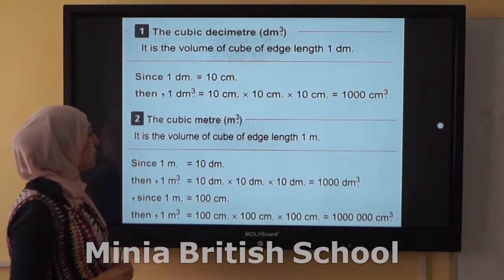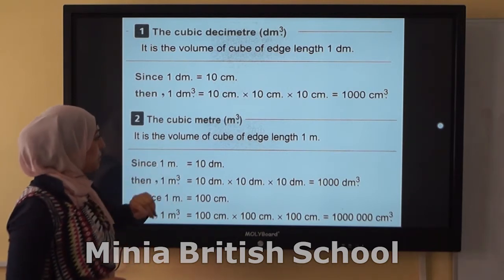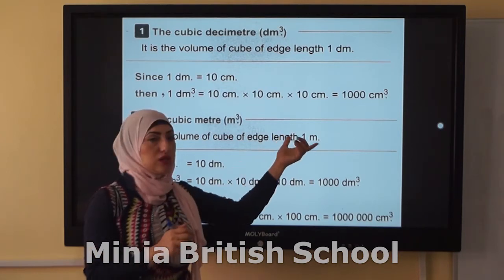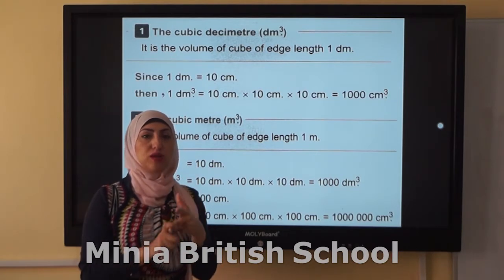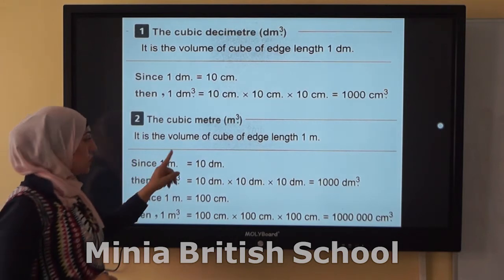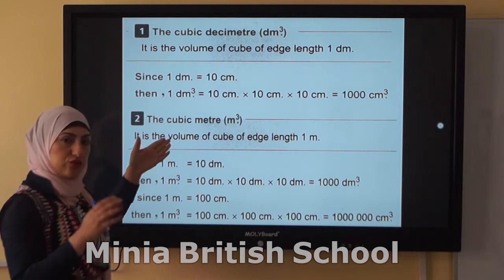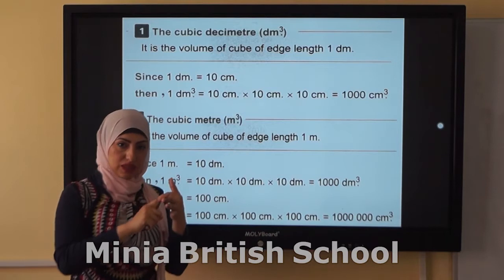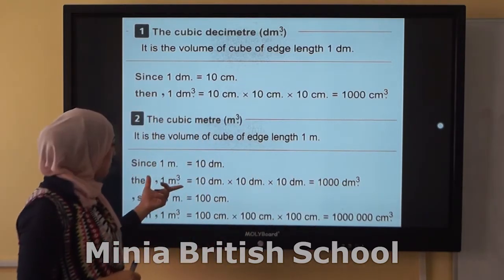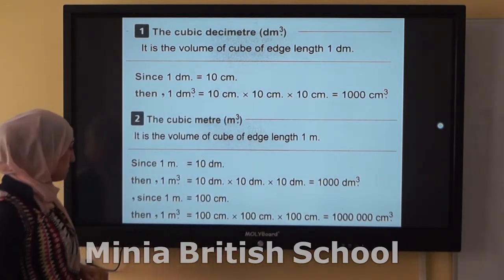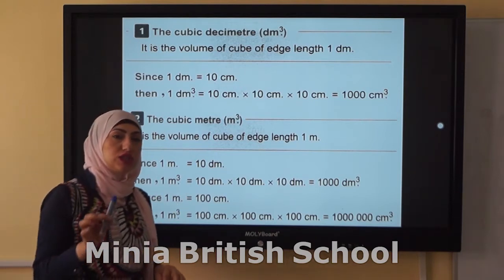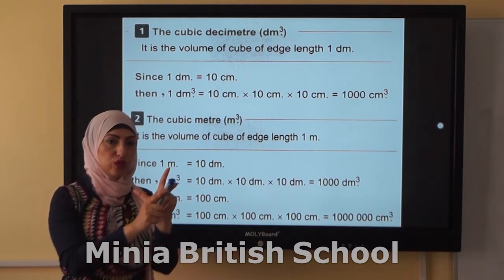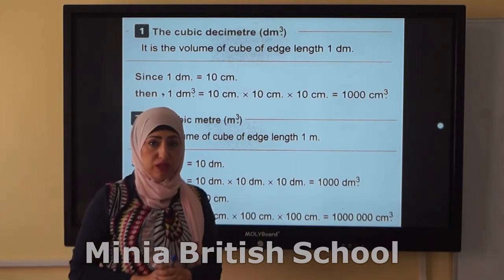Again, the cubic meter is the volume of the cube whose unit of measuring is 1 meter: 1 meter length, 1 meter width, and 1 meter height. Since 1 meter equals 10 decimeters, to convert it to cubic decimeter, I multiply 10 times 10 times 10. So 1 cubic meter equals 1,000 cubic decimeters. Again, 1 meter equals 100 centimeters, so 1 cubic meter equals 100 times 100 times 100, that means 1,000,000 cubic centimeters.